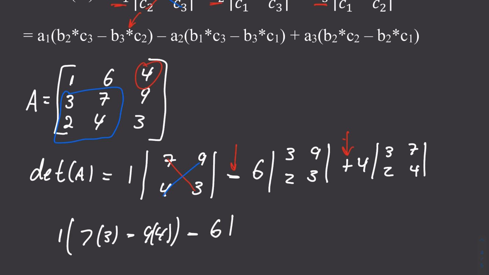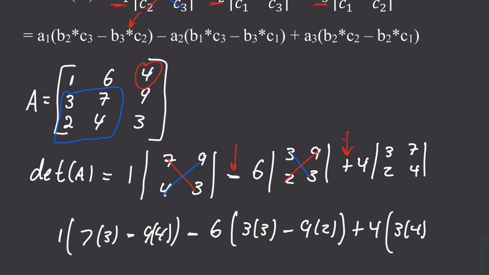So this is minus 6 times, draw our lines, so this leaves us with 6 times 3 times 3 minus 9 times 2. And let's bring the 4 out, and we get 3 times 4 minus 2 times 7.